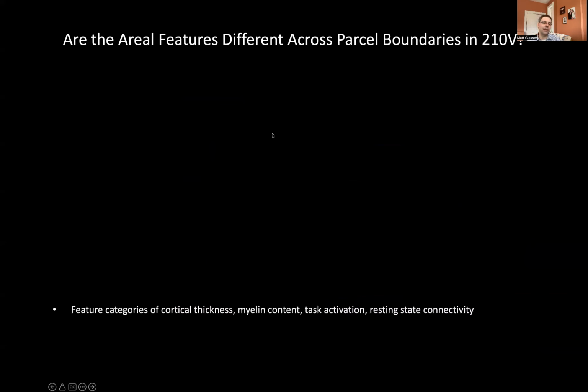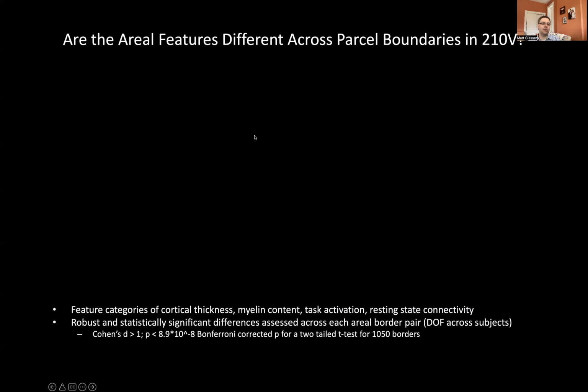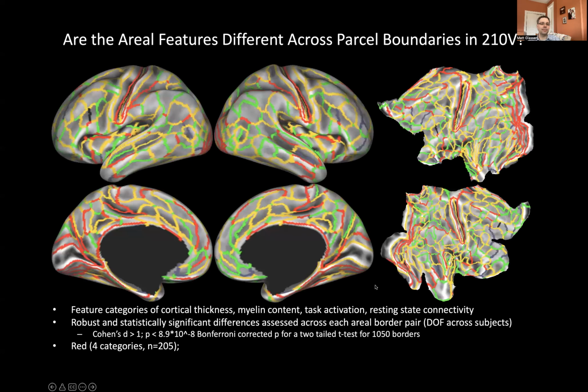Now, we've done all this in the 210P group of subjects, but in an independent group of subjects, are the areal features really different across these parcel boundaries? So we're going to take categories of cortical thickness, myelin content, task activation, and resting state connectivity. And we're going to put up some pretty high thresholds. We're going to expect robust effect sizes, a Cohen's d of greater than 1 and a Bonferroni corrected p-value for a two-tailed test for over 1,000 border pairs.